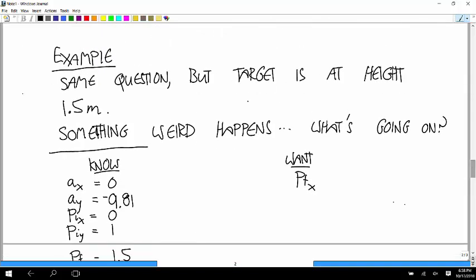The target is a height of 1.5 meters, but we're still starting at a height of 1 meter. So the thing that's different in this is that the target is above the starting point, and any height that you choose, unless you happen to choose the exact highest point, because there's only one time that it reaches the highest point, any other height above where it's shot from is going to have two answers.